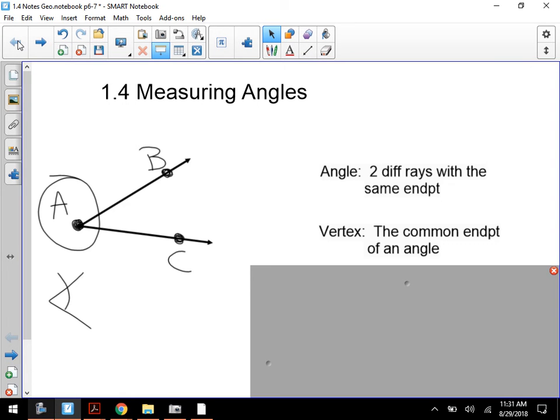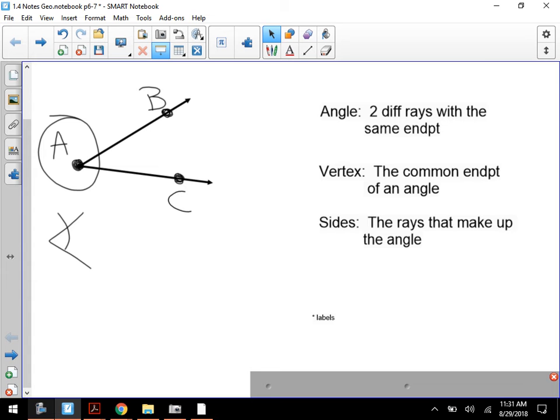Lastly, the last part of the angle are the sides. The sides are the rays that make up the angle. When we label our angles, we write them in terms of 3 letters. The middle letter will always be the vertex. The other 2 letters are the points on the sides. So I can do this one of 2 ways: angle BAC or angle CAB. Either way is fine because they're different directions, but they encompass the same set of interior points of the angle. Again, extra words you don't need to worry about right now, but middle letter, vertex. Okay?